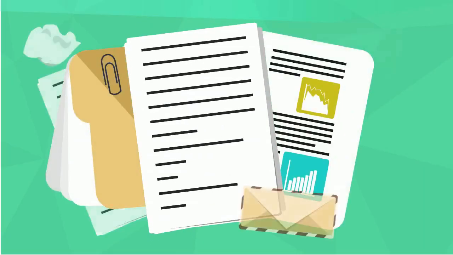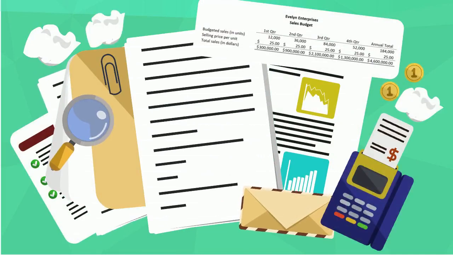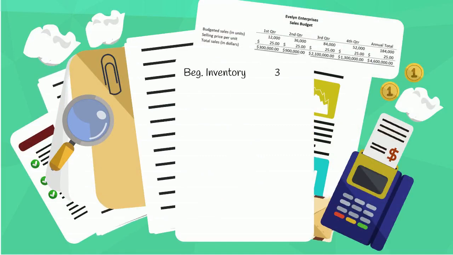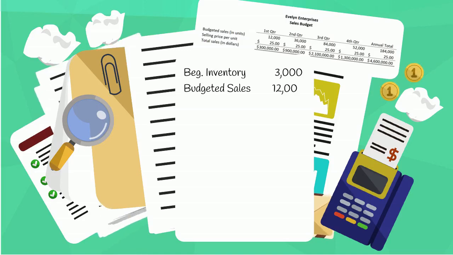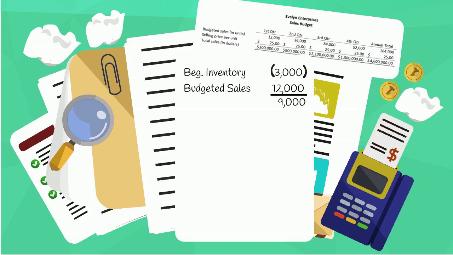Isabella checks, and the company did indeed have inventory left over from last year. They started the year with 3,000 units in inventory. For the first quarter, the company has budgeted sales of 12,000 units. If they already have 3,000 units in beginning inventory, that means they only need to make 9,000 units to meet the sales goal of 12,000 units for the first quarter.